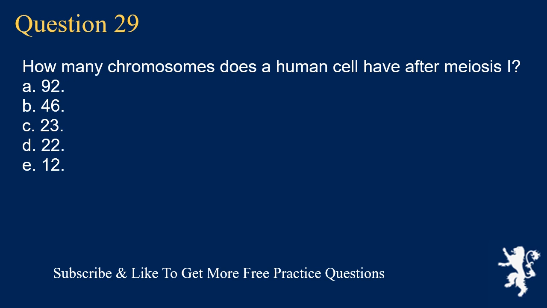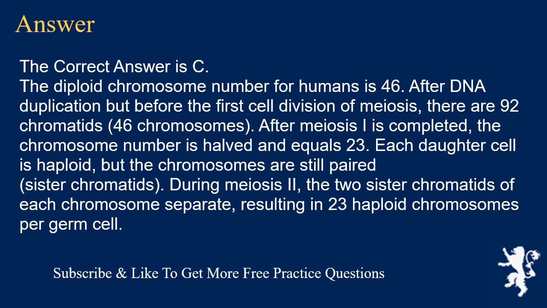Question 29. How many chromosomes does a human cell have after meiosis I? A. 92. B. 46. C. 23. D. 22. E. 12. The correct answer is C. The diploid chromosome number for humans is 46. After DNA duplication but before the first cell division of meiosis, there are 92 chromatids, 46 chromosomes.